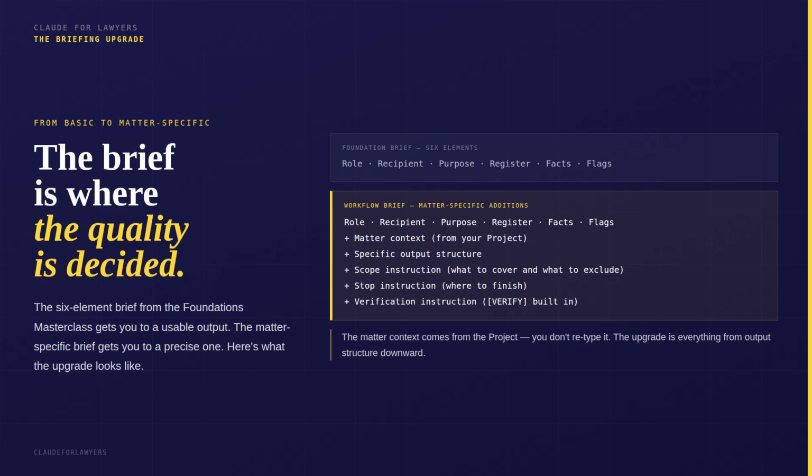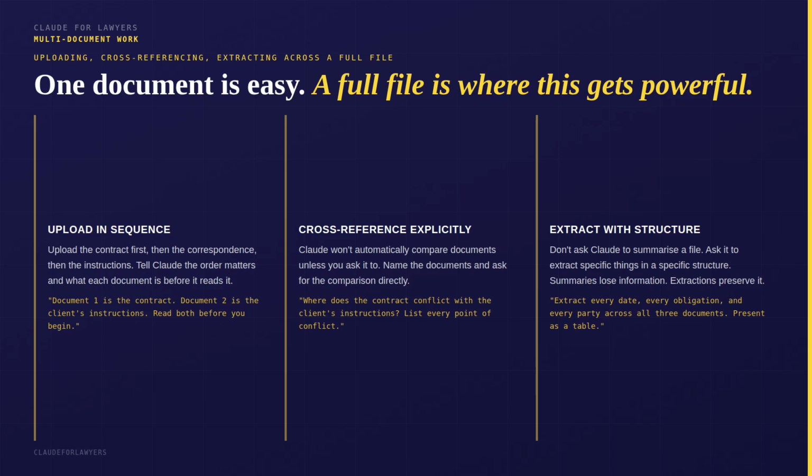Here is the practical test for whether your brief is specific enough. Read it back to yourself and ask, could this brief apply to any contract, or does it describe this specific matter? If the answer is any contract, the brief is not specific enough. A brief that names the parties, the specific clause you're reviewing, the specific risk you're looking for, and the specific format you need the output in, that's a matter-specific brief. That's the upgrade.